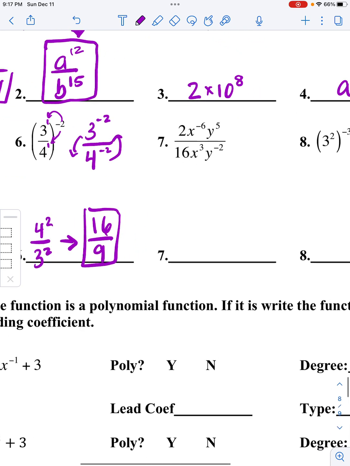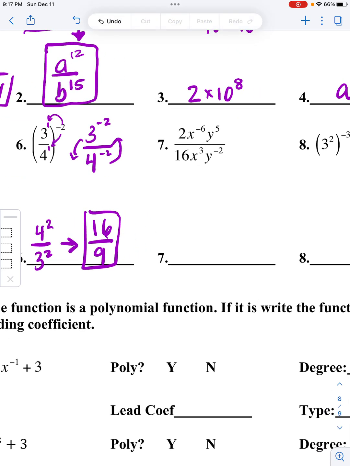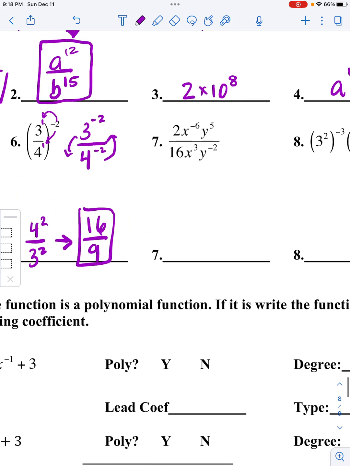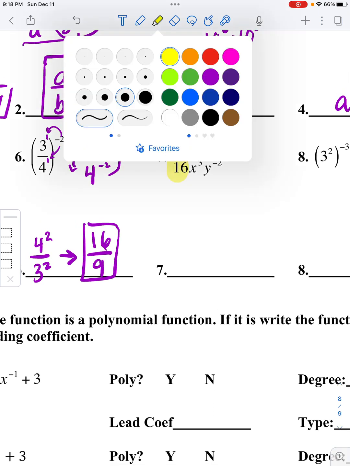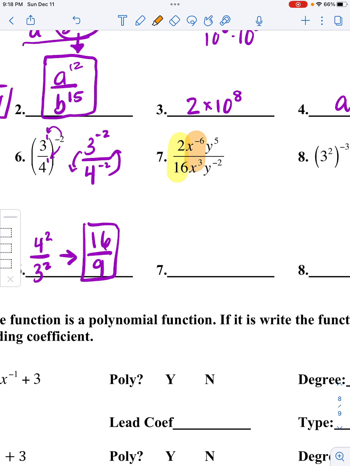Number 7 does not have parentheses. And so what I do is I kind of just look, 2 and 6 are numbers, so I'll deal with them. Here are my x's, and then here are my y's. So I'm going to move anything that's negative.